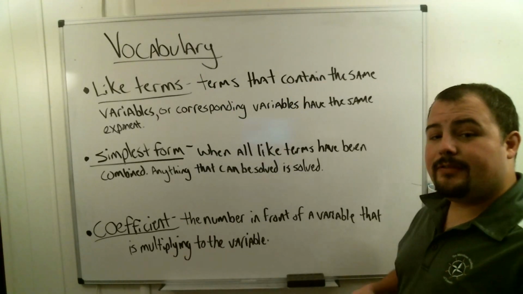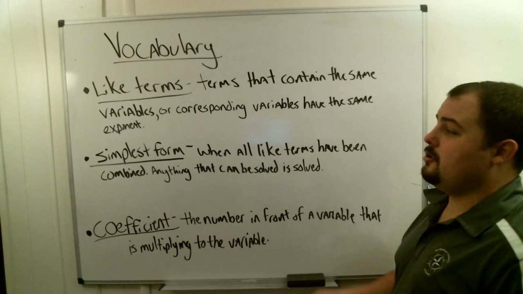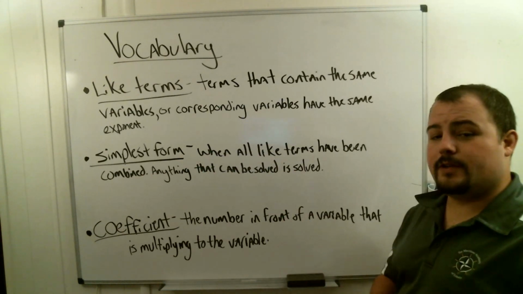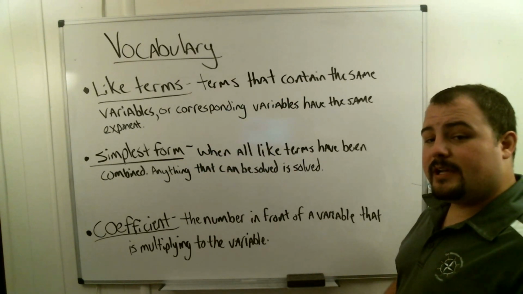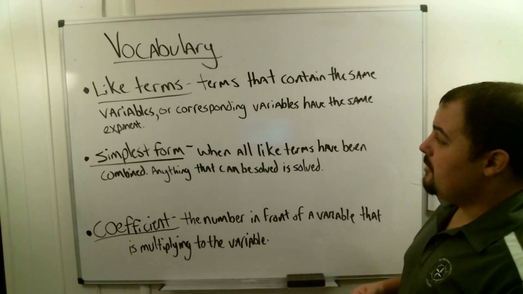For our vocab today, we've got 3 vocab words that we're going to be going over: like terms, simplest form, and coefficient. Go ahead, pause the video, make sure you get these definitions down in your notebook. I'll be covering them first thing when we go over them.